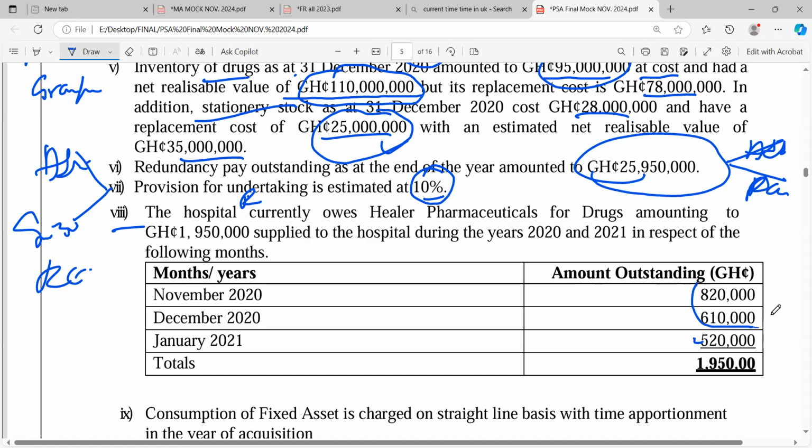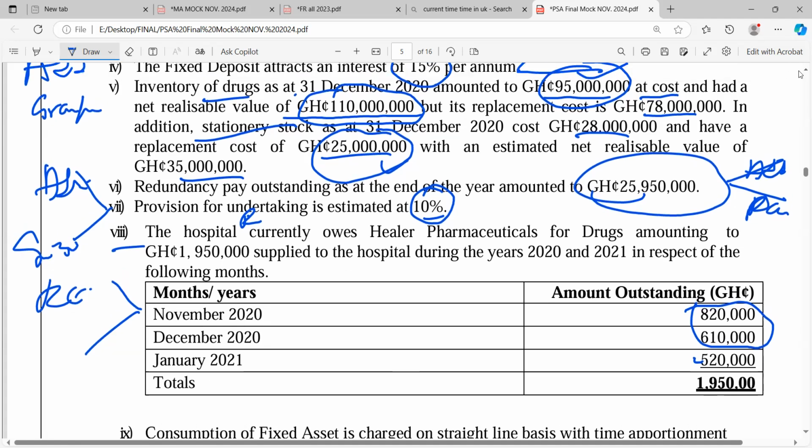So this one should be off. Add these 2 figures together. Then when you add them together, they are liability. So 2 entries. 1, 2. Check on the trial balance if you see the 1950 on the trial balance.